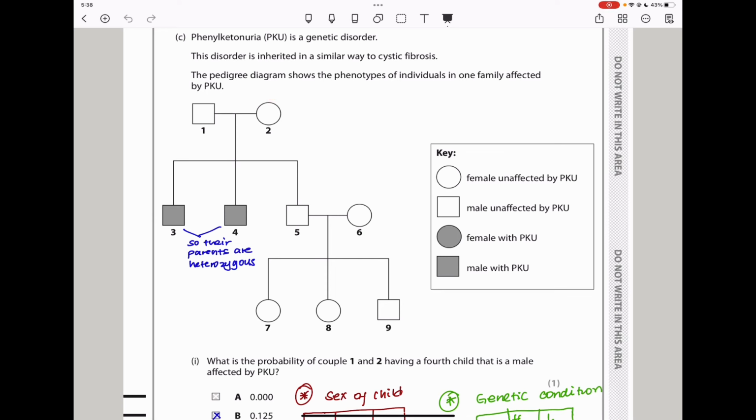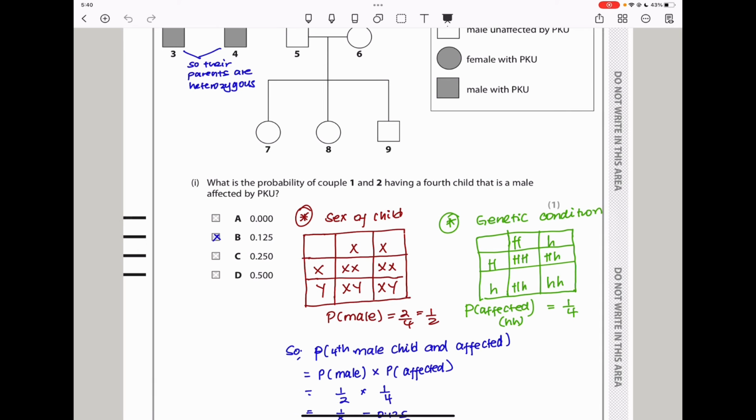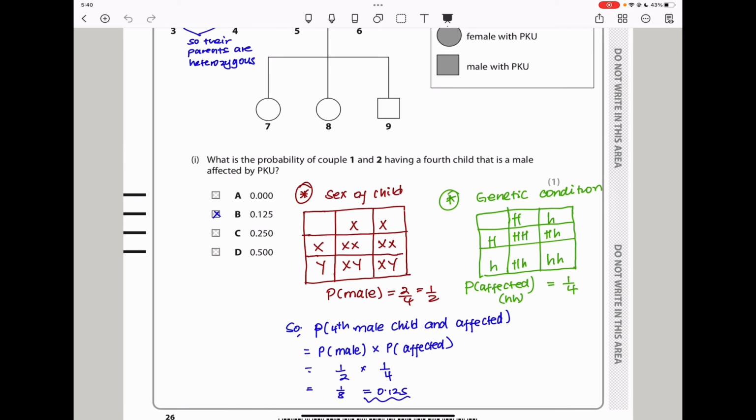The key thing here is if two unaffected parents produce affected children, then we know there is a chance that these are heterozygotes. So I can see, looking at these two, I know these are the heterozygous parents for the condition. And they ask, what is the probability of couple 1 and 2 having a fourth child that is a male affected by PKU? Now here we have to know the probability of male first, and then you multiply that with the probability of a child having PKU.